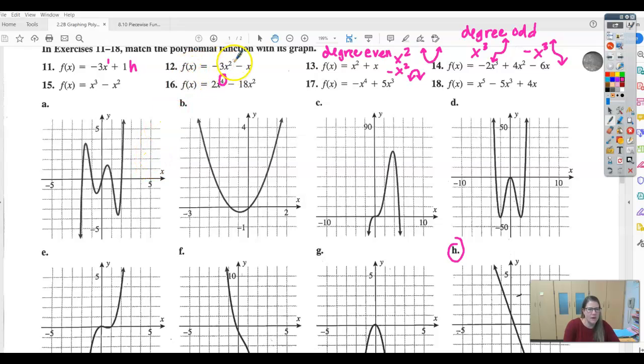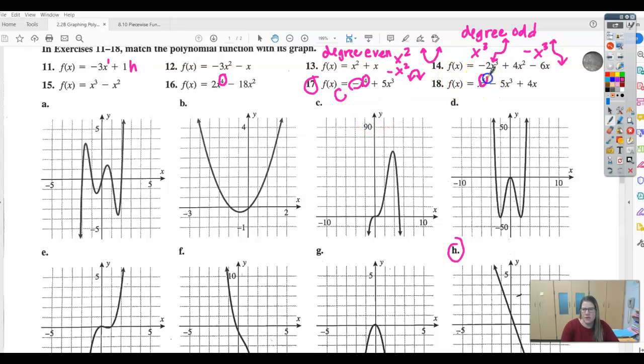Number 12 is quadratic, so I expect this to be a U-shape. It has a negative out front, so it should be upside down. So C looks a little bit like it, but again, it has that jog in it, so I'm guessing that it's probably not that one. It's probably G, because G is just strictly a U, and it's upside down. Now 17 has an even degree, and it's negative out front, so I know both ends should go down, so this would have to match with C.